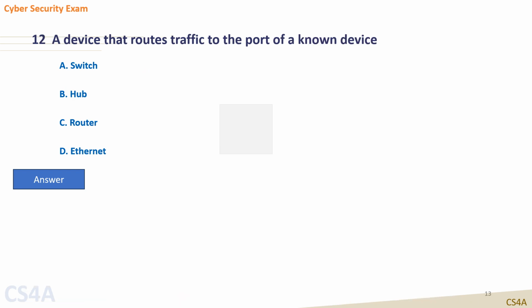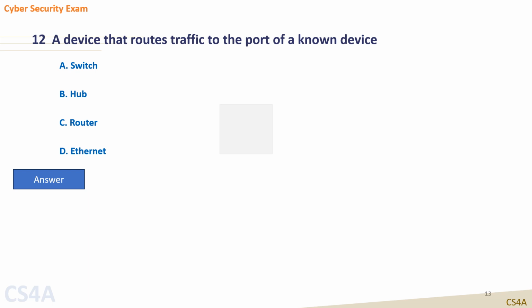Here the question is: a device that routes traffic to the ports of known devices. So this is a tricky question. By saying this, you may tend to choose router as the correct answer, but router is not correct because a router routes traffic across networks, from one network to another network. So here the question states the device that routes traffic to the port of known devices. So this is within the network. So within the network, the option should be either switch or hub.